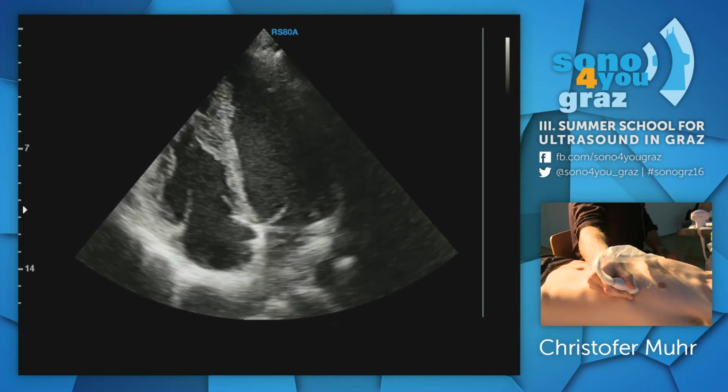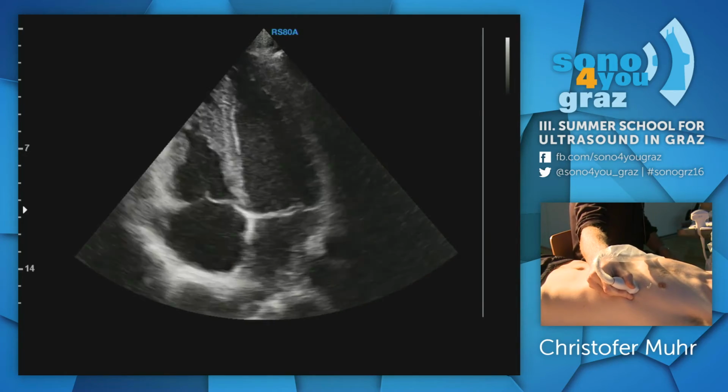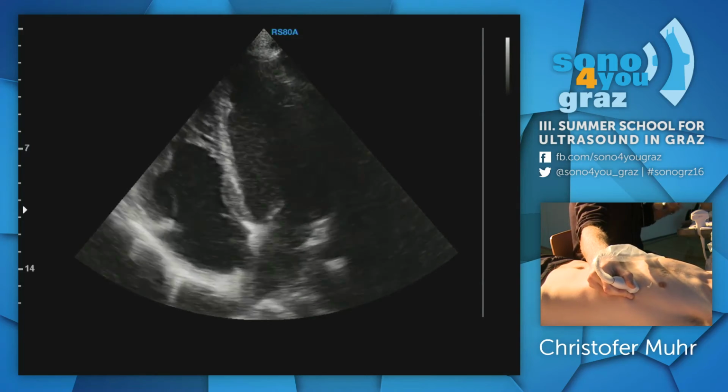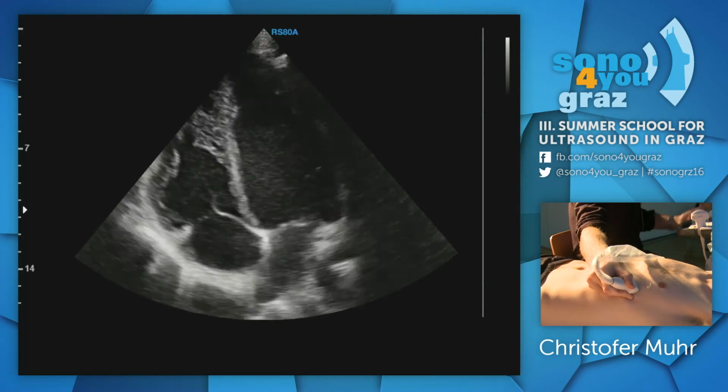And it's super annoying when the patient's breathing, but sometimes they need it, so you shouldn't try to adjust for that, just hold the probe still. Wait a couple of breathing cycles.